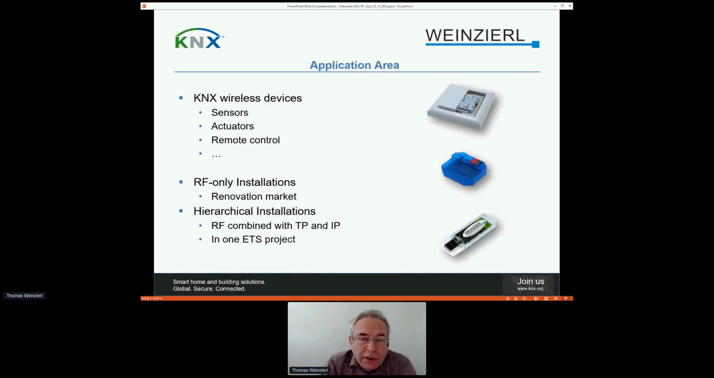Now, what can you do with Knx Rf? Yeah, it's very easy. You can do more or less the same as you could do with Knx twisted pair. You can implement sensors, actuators, remote control, or whatever devices you can imagine to control a building automation system, but now, of course, in a wireless solution. For wireless communication in buildings, of course, most people think about the renovation market, which is very important.